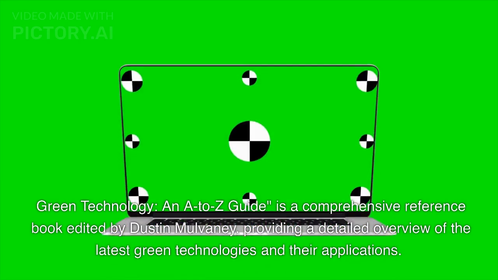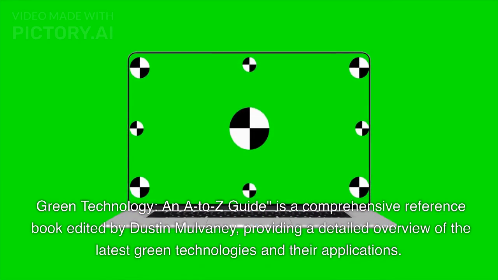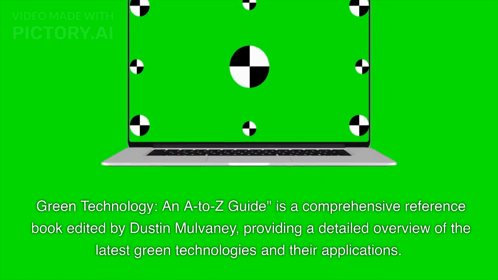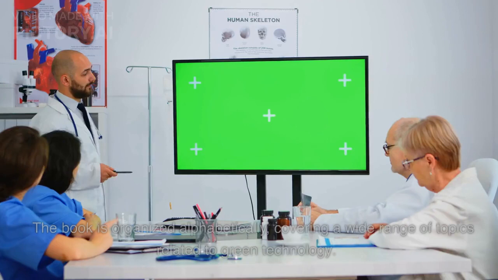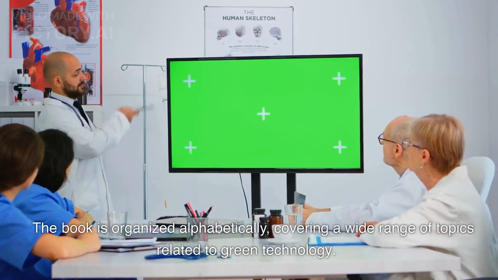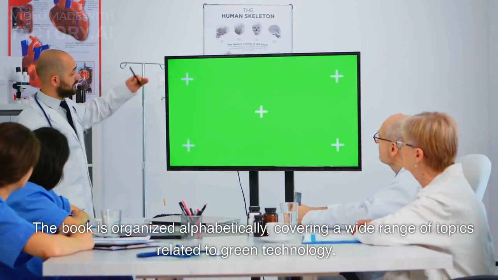Green Technology, an A to Z Guide, is a comprehensive reference book edited by Dustin Mulvaney, providing a detailed overview of the latest green technologies and their applications. The book is organized alphabetically, covering a wide range of topics related to green technology.